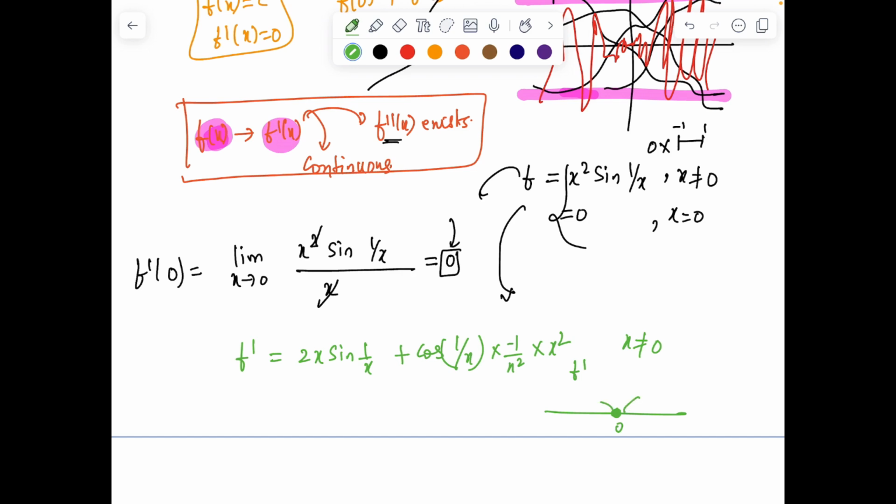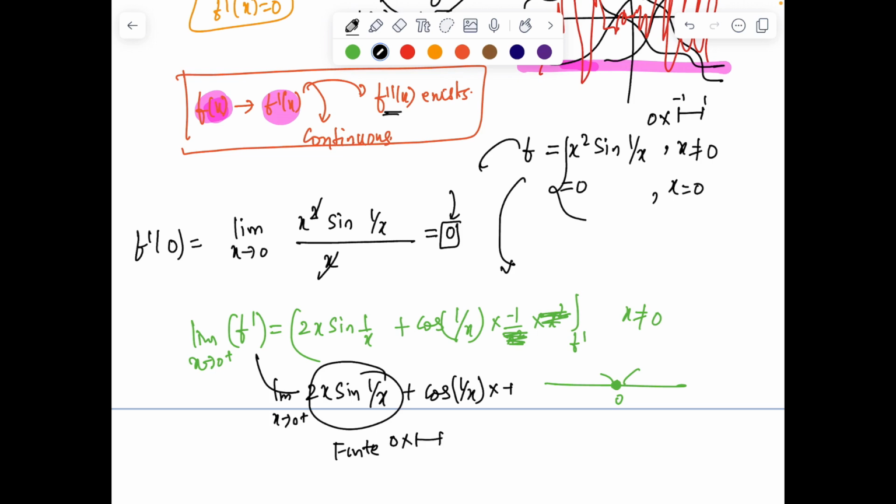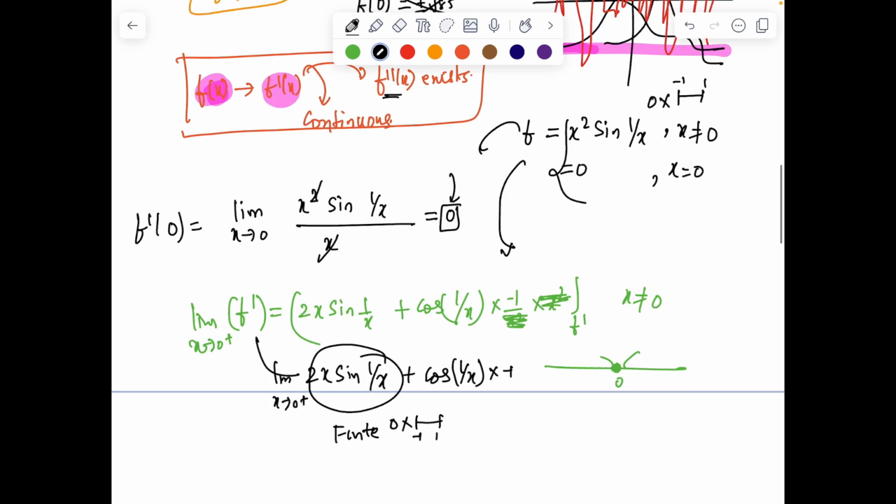Now let's see what happens in the vicinity of 0. If we try to find the limit as x tends to 0 plus of this expression, clearly you can see x square gets cancelled because x is not exactly 0, and we have 2x sine 1 over x plus cos 1 by x into minus 1. Now as x tends to 0 plus, this first term is going to be finite. Not only finite, but it is 0, because 0 into something finite, sine of infinity dancing from minus 1 to 1, will go to 0. So this limit goes to 0.